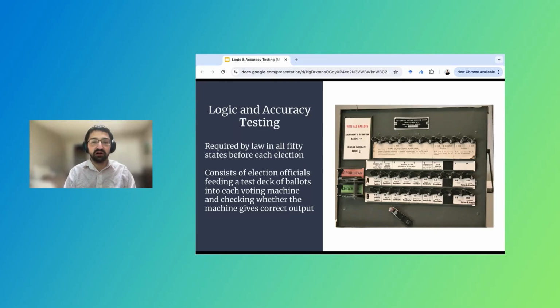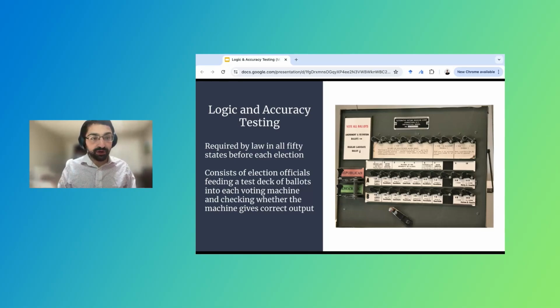Logic and accuracy testing, I'll sometimes abbreviate it as LNA testing, is a testing procedure that's required by law in all 50 states prior to each election. The goal of LNA testing is for election officials, roughly speaking, to verify that the voting machines work correctly before the election takes place. That's the goal.